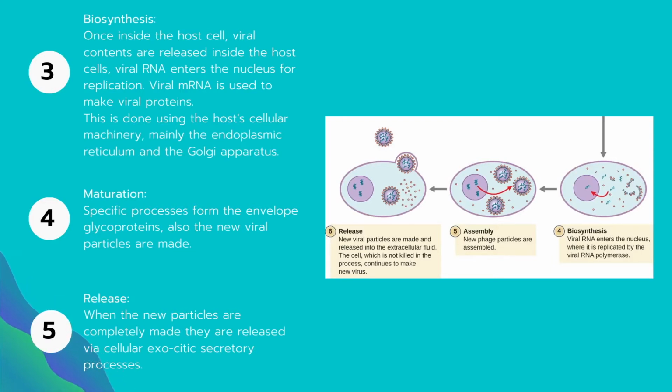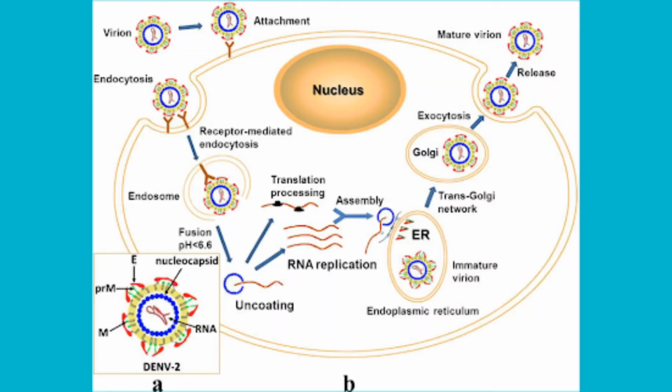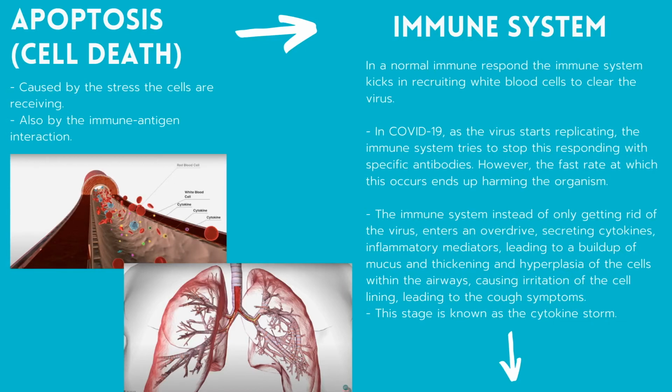Then we have the release stage, where the new particles are completely made and they are released via exocytosis. Here is a quick summary of the process previously mentioned. First, the virion attaches to the receptors in the cell, and then it is introduced via endocytosis. Then there is an RNA replication, and with the help of the endoplasmic reticulum and the Golgi apparatus, new particles can be made and then be excreted via exocytosis. Then the body will enter a process known as apoptosis, which means cell death.